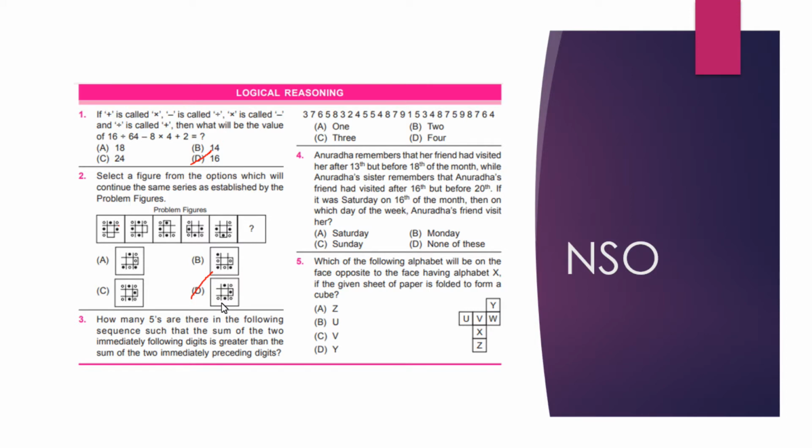Next. How many 5s are there in the following sequence such that the sum of the two immediately following digits is greater than the sum of the two immediately preceding digits? Read the question carefully. It's actually very easy. You will get the answer. Your time starts now.